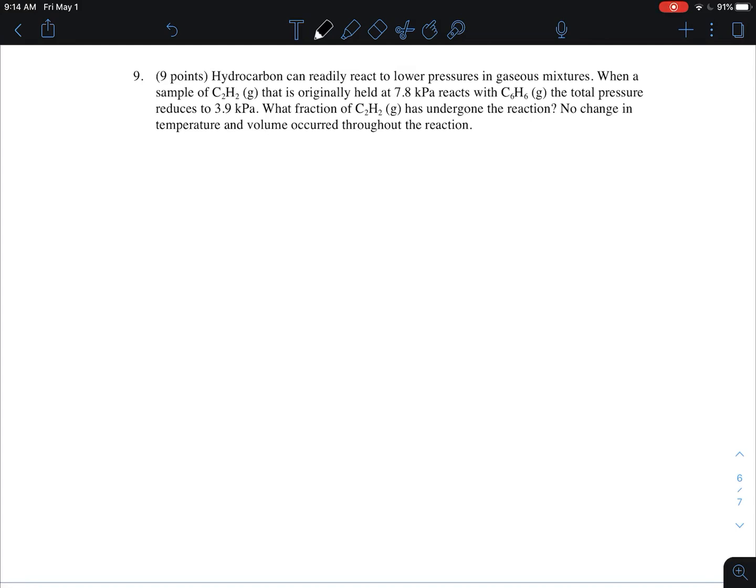Hydrocarbons can readily react to lower the pressure in a gaseous mixture. When a sample of ethyne that is originally held at 7.8 kPa reacts to form hexane, the total pressure reduces to 3.9 kPa. What fraction of ethyne has undergone the reaction? There's no change in temperature and volume that occurred, so you can just look at pressure. So I have this reaction, ethyne going to hexane.